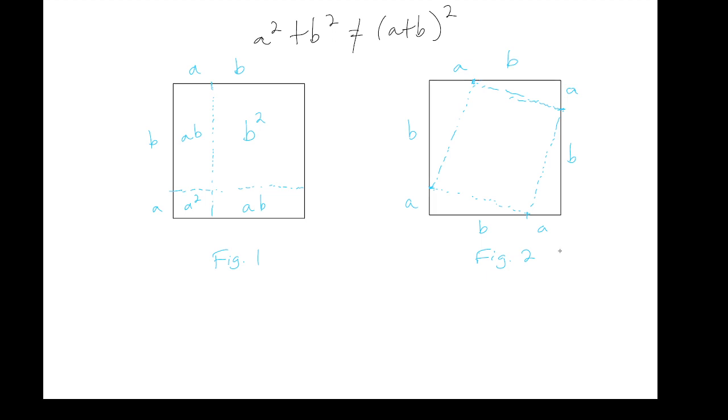Now, we're going to find the area of one of these triangles right here, which is going to be the same for each of these triangles. The area of that triangle is going to be 1/2 of the base times the height, or 1/2 A times B, right? And it's the same for all of these 4 triangles.